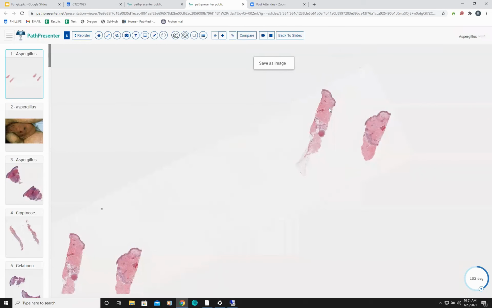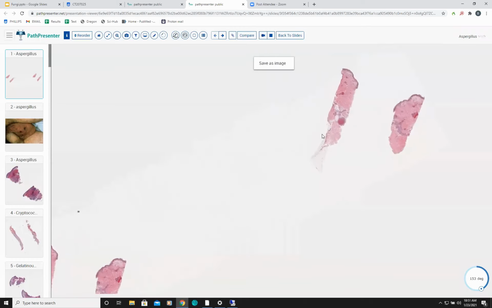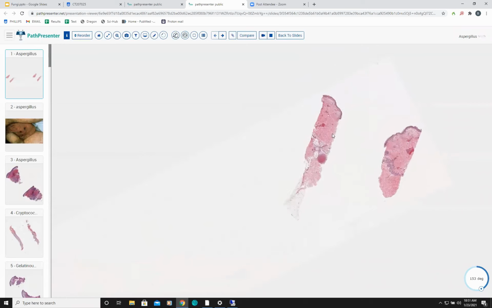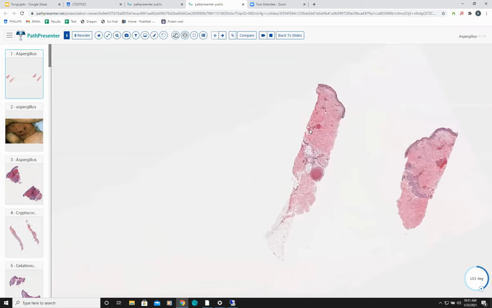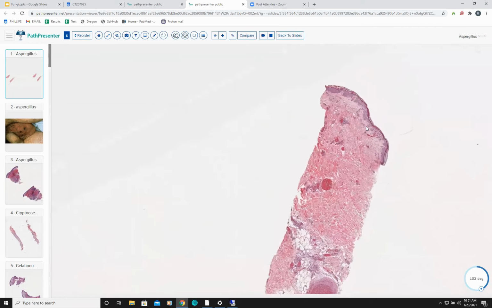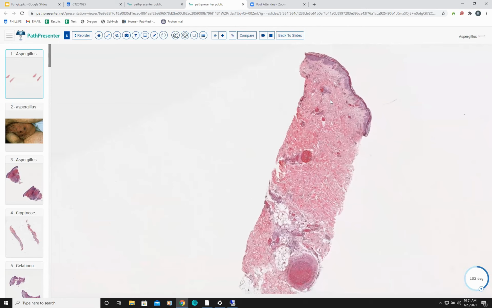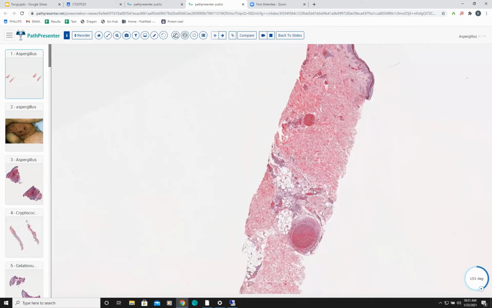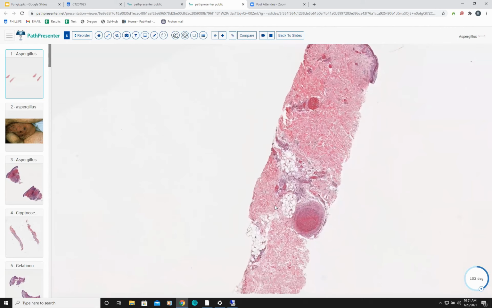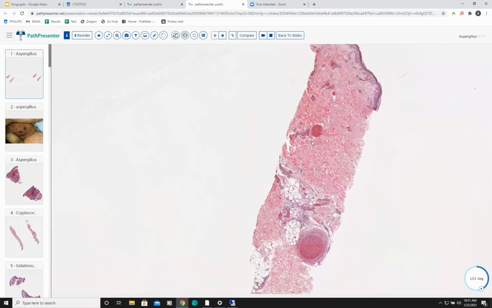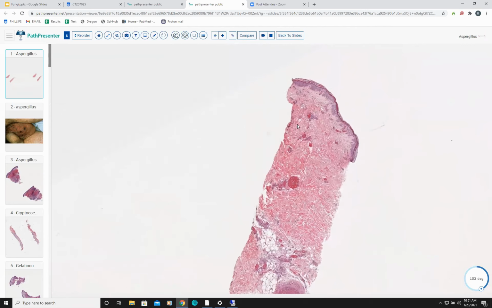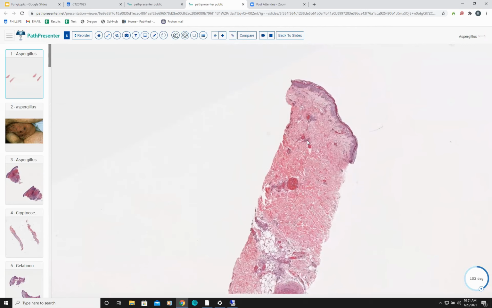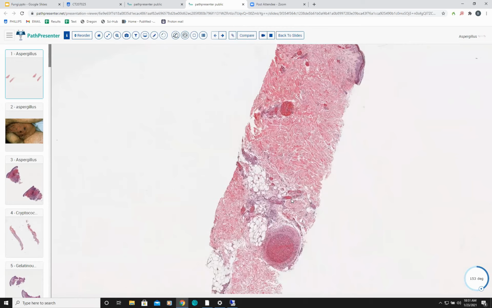So now let's do some more fun part of this, which is looking at the slides, and these are from Path Presenter. And the first slide is a nice punch biopsy. You can see a relatively normal epidermis, and large dilated vessels here with something going on. This vessel wall is not normal, and very little else, other inflammation, sparse perivascular infiltrate.